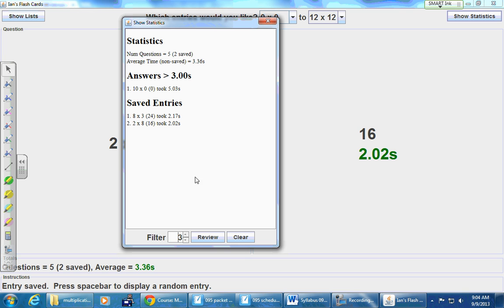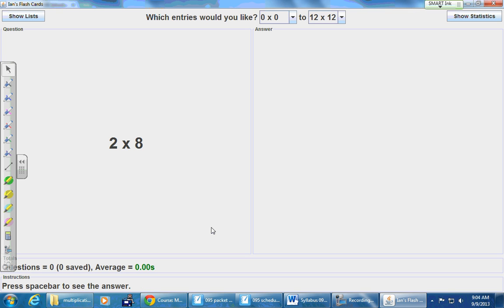And if I hit review, it is not going to just randomly give me any multiplication problem, it's going to randomly give me one of these that I want to practice. So it's just going to keep hitting me with those 3 problems until I get better at it. So the space bar, oh, 2 times 8. Last time I said 14, but it's 16. Okay, that's the right answer.